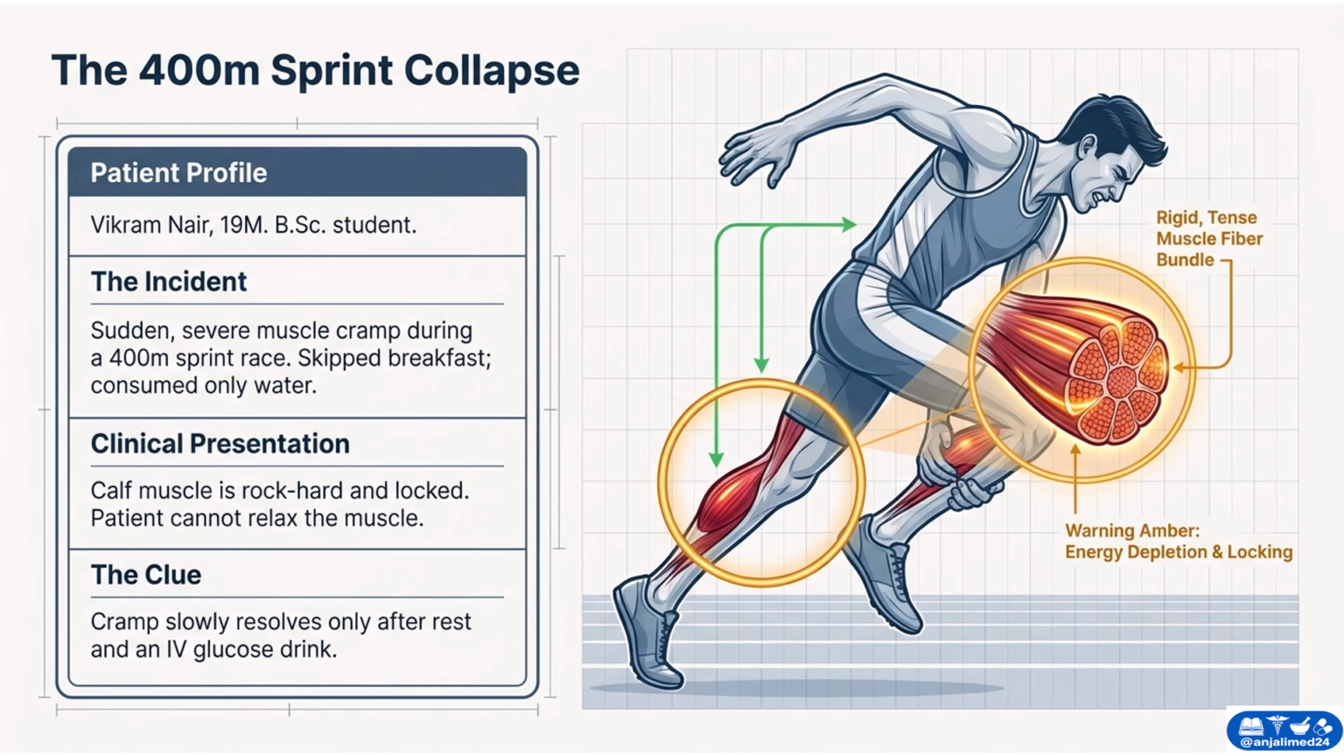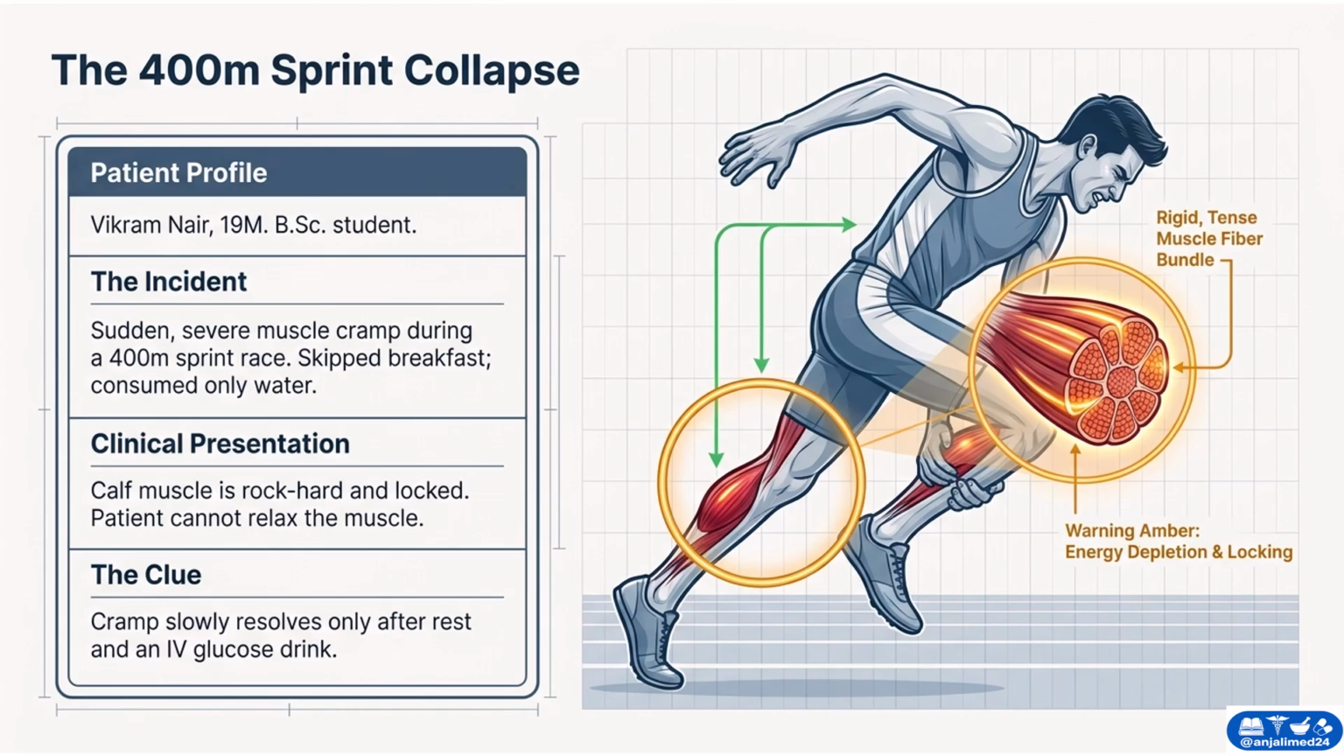This phenomenon is closely related to rigor mortis, where ATP depletion after death prevents myosin detachment, leading to muscle stiffness. However, in living muscle, rest and glucose administration restore ATP production, allowing the relaxation to gradually occur.